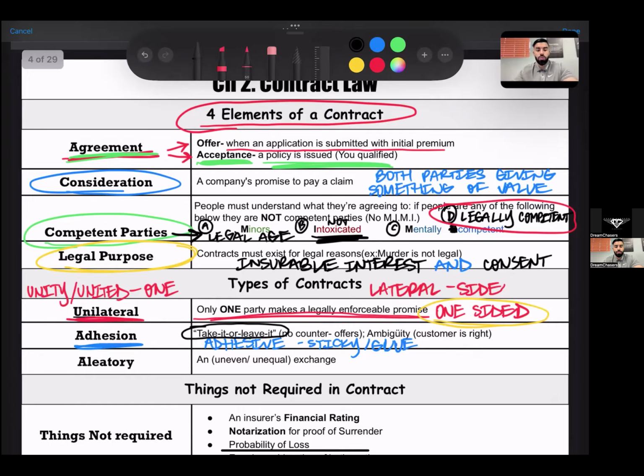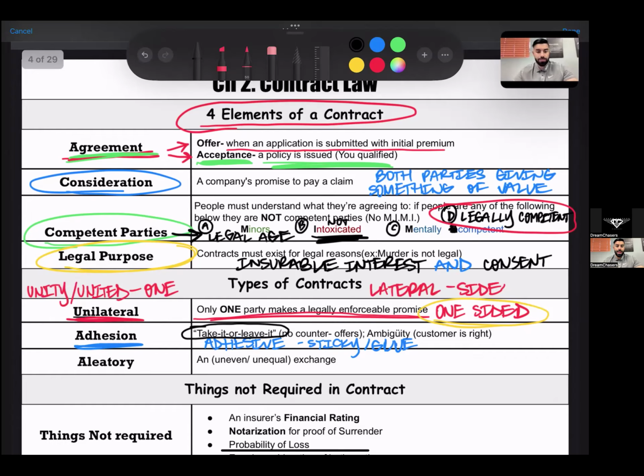So, in other words, what does that have to do with adhesion, adhesive, sticky, something that's glue? Just think of it. The company's saying, are you going to stick with us or not? Take it or leave it. We're not going to sit and negotiate.